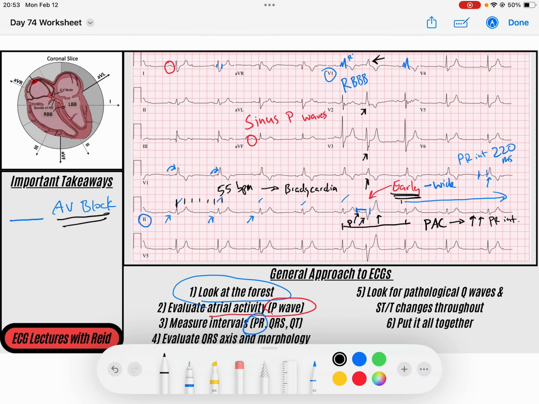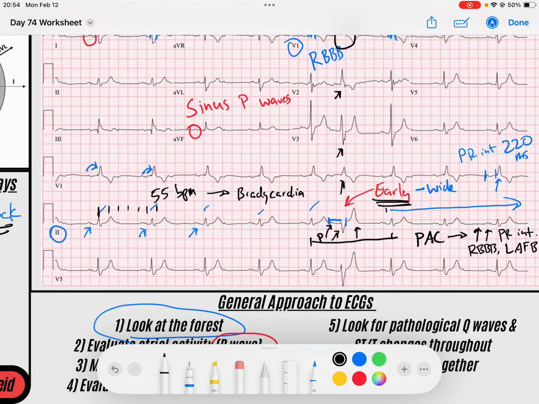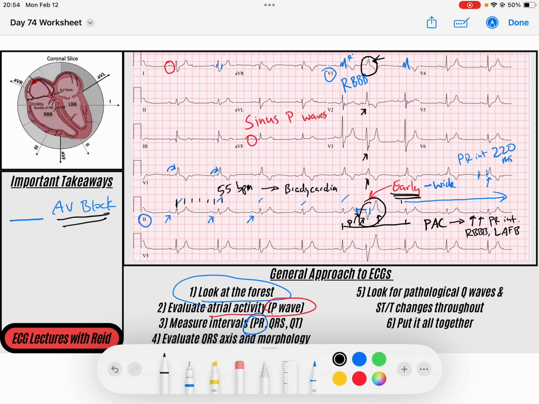And it also conducts with kind of this bifascicular block pattern where not only does it maintain the right bundle branch morphology, so it also conducts with the right bundle branch block, but also it appears that it conducts with maybe a left anterior fascicular block. And I really only say that because you've got this really negative lead 2 for that aberrant conduction. So this is really a PAC with aberrancy.